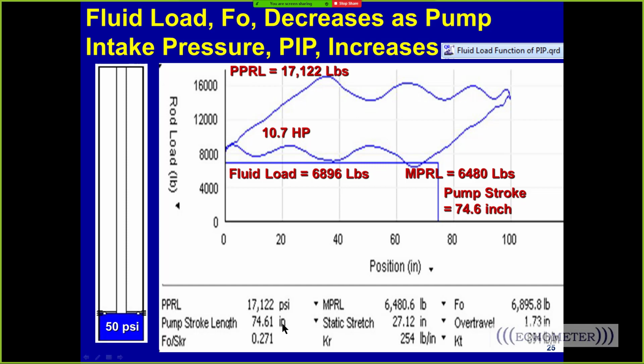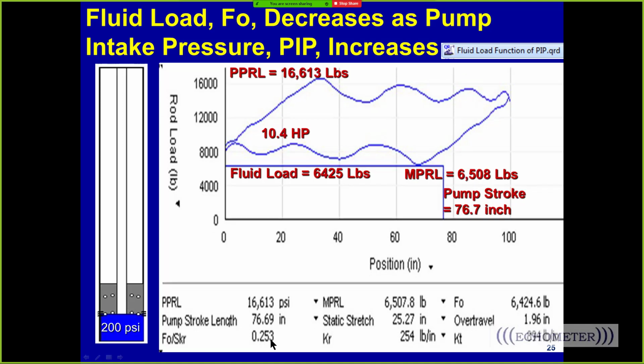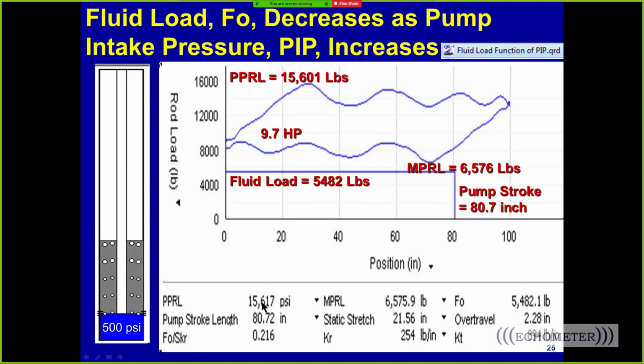Okay, and now let's look real quick at this number here. The fluid load divided by the stroke length and spring constant should be going down as we raise the fluid level. So here's 0.27, 0.253, losing less of our surface stroke to stretch, 0.216, and that's what that F over SKR represents, the decimal fraction of your surface stroke lost to stretch to pick up the fluid load.